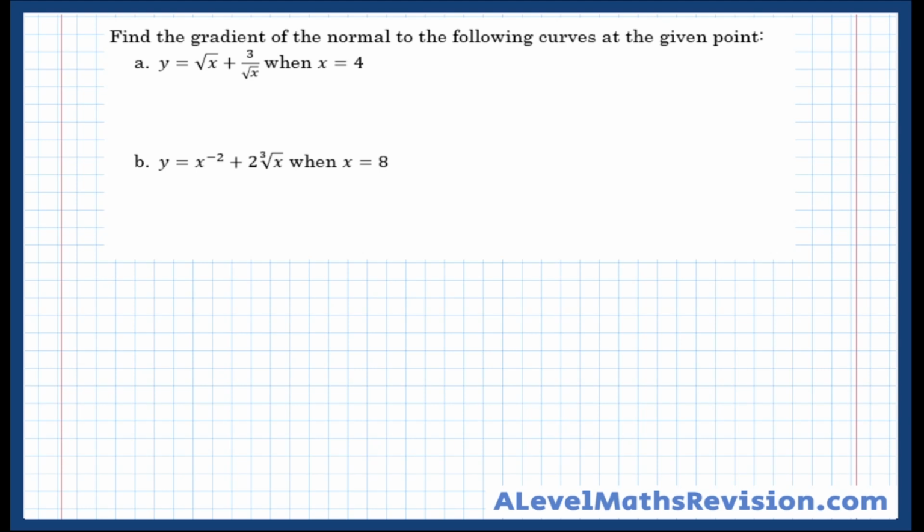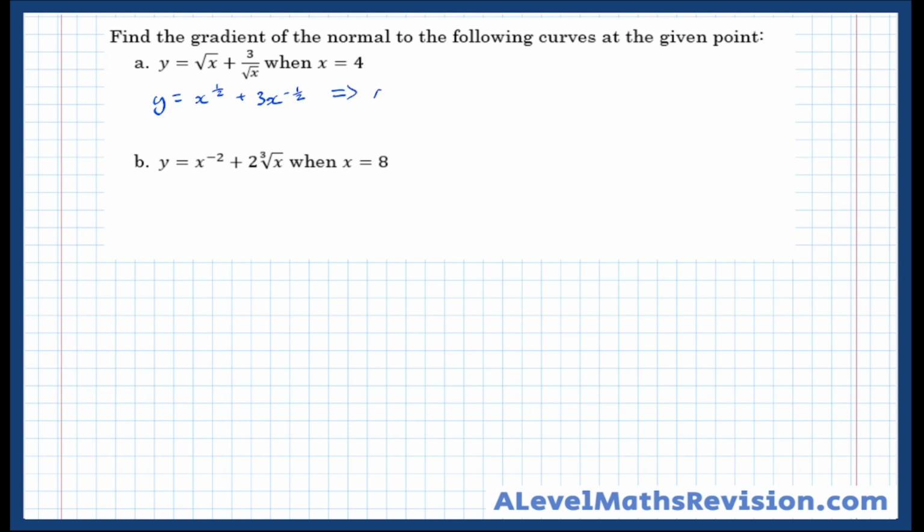So it says find the gradient of the normal to this curve here, y equals root x plus 3 over root x when x equals 4. Well, the first thing I'm going to do is rewrite this in a differentiation friendly format because we need it to say x to the power of, not root x or 3 over root x. So y equals, and root x is x to the power of a half, plus, so remember what I said in the previous lesson, scribble out or cover up the x, and that tells you what number you need to write down. Then cover up the number. I see that it says over root x, i.e. the reciprocal of root x, which is x to the minus 1/2.